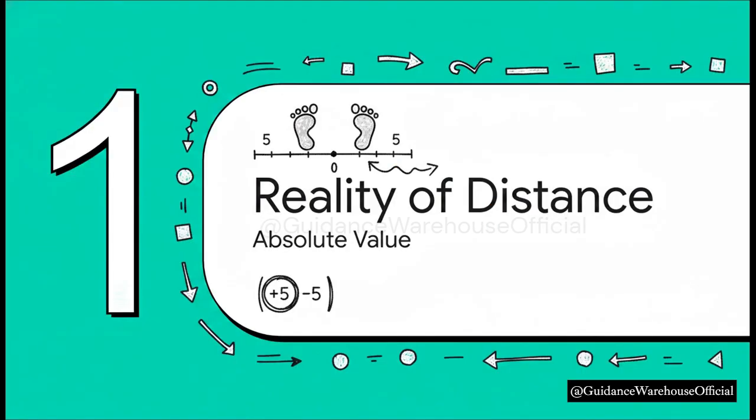Section 1. The reality of distance. Let's start with the absolute basic concept here. Absolute value simply tells us the distance a number is from 0 on a number line, completely ignoring its sign. Think about it. Whether you walk 5 steps forward or 5 steps backward, you still walked a distance of 5 steps. Distance is always positive.